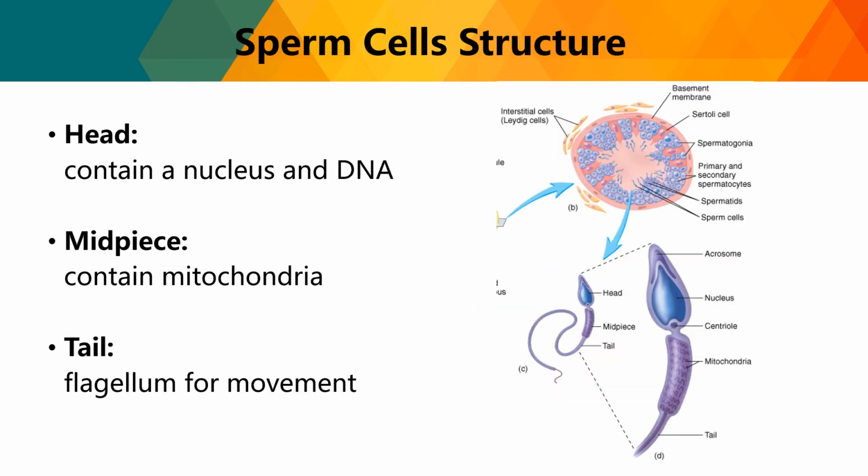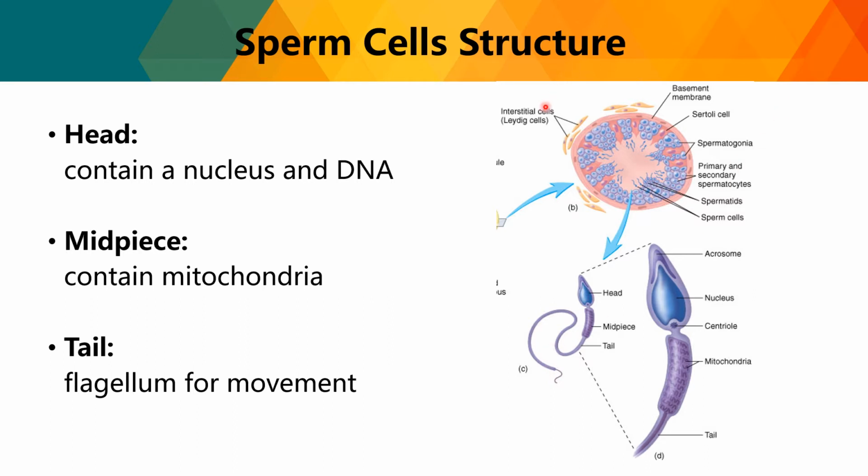So for the sperm cell structures, once these spermatids develop, they would eventually have a head, which contains a nucleus and the DNA. It will have a midpiece, which contains the mitochondria. So this is where they get their energy. And then, of course, the flagellum or the tail for their movement.